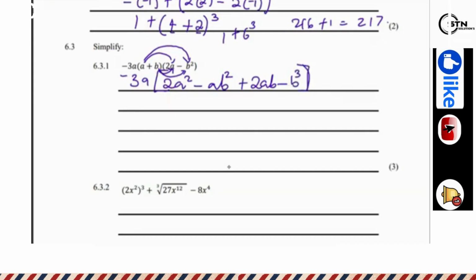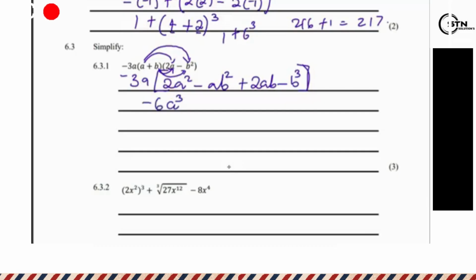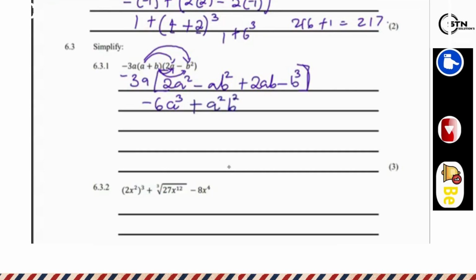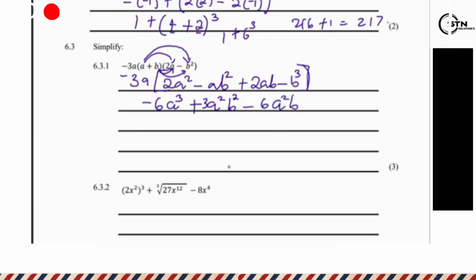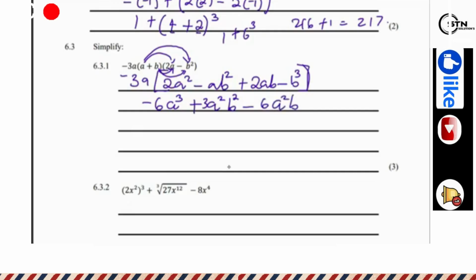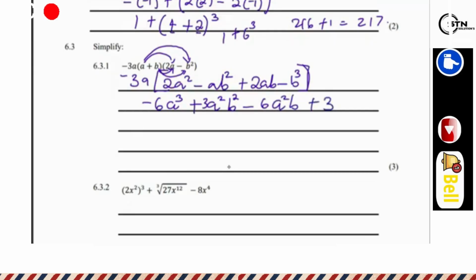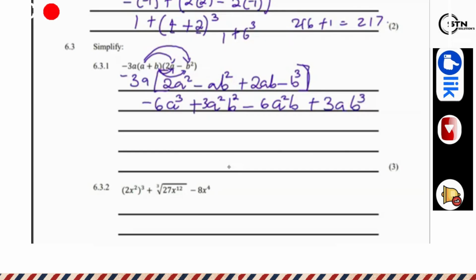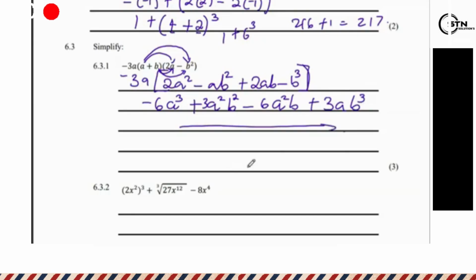Then let me open it up. Negative 3 and 2 is going to be negative 6a cubed. Negative and negative is going to be a positive a cubed, b cubed, but there's a 3. And a negative 3 and a positive, that's going to be a negative 6a squared with a b. Then a negative and negative, I'm going to have a positive 3a with b cubed. Now I don't see any like terms here. Okay, so this should be my answer.